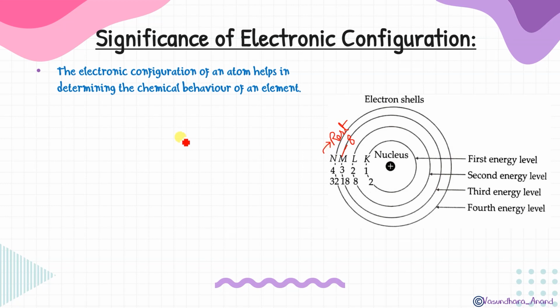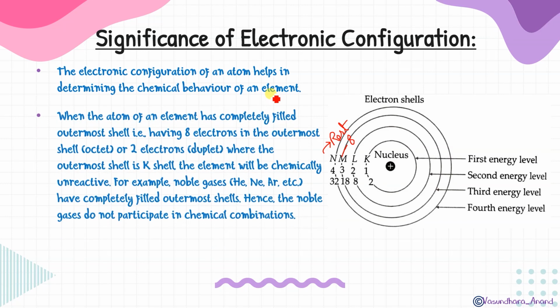The electronic configuration of an atom helps in determining the chemical behavior of an element. How is it? When the outermost shell of an atom of an element is completely filled, like I have given you the maximum, having 8 electrons in the outermost shell, or 2 electrons where the outermost shell is K. If K is the outermost shell, there should be only 2 electrons. But if it is other than K, then what should be there? That should be 8. So it will be chemically unreactive because its orbit is already filled. That means it is not in need of accepting any electron or losing any electron, isn't it? So in that case, it will be considered unreactive.